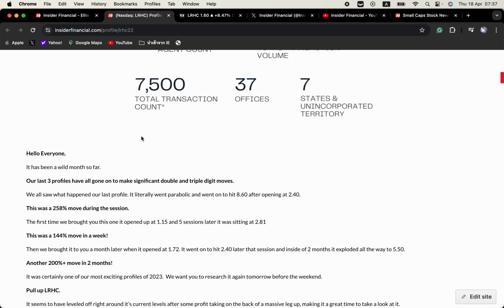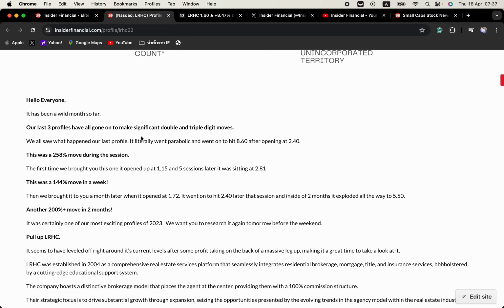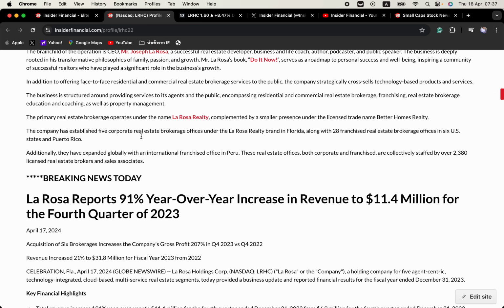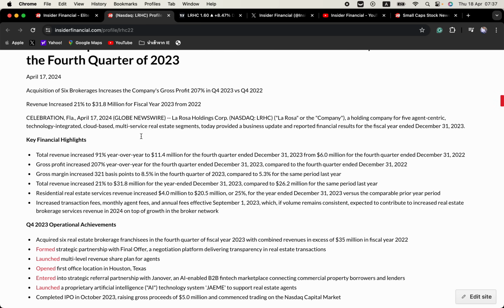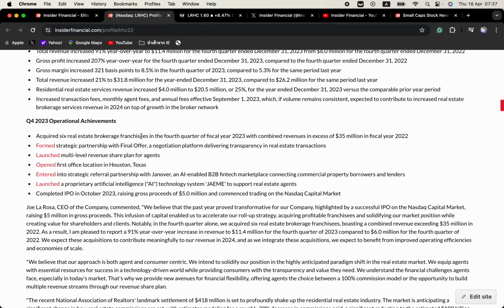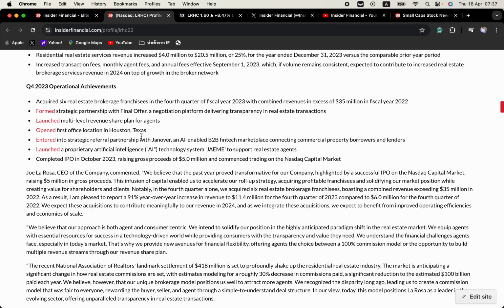The company boasts a distinctive brokerage model that places the agent at the center, providing them with a 100% commission structure. Their strategic focus is to drive substantial growth through expansion, seizing the opportunities presented by the evolving trends in the agency model within the real estate industry.